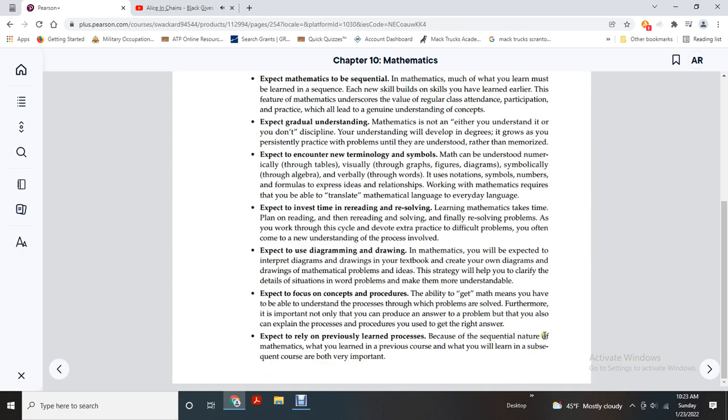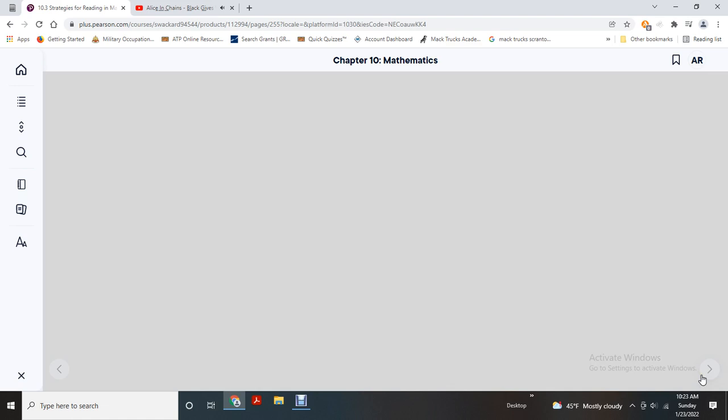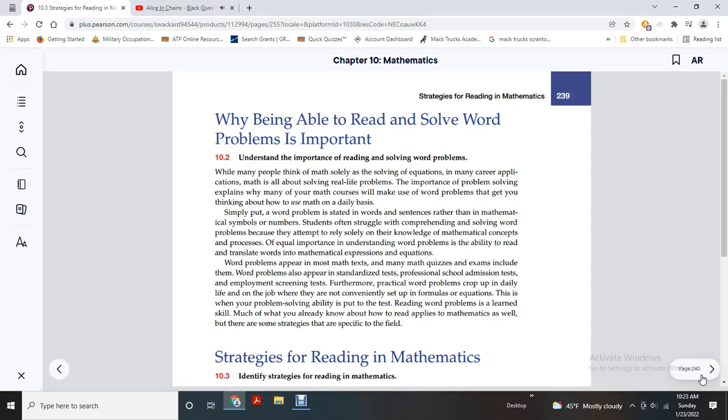Because of the sequential nature of mathematics, what you learned in the previous course and what you learn in the subsequent course are both very important. Alright, why is being able to read and solve word problems important?